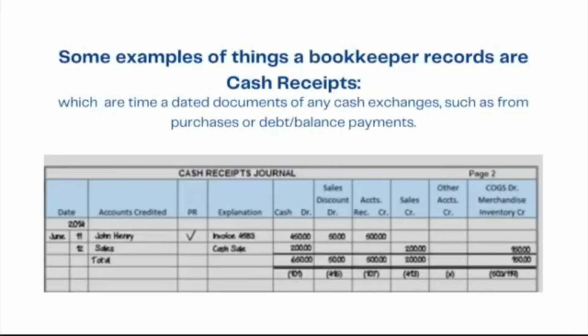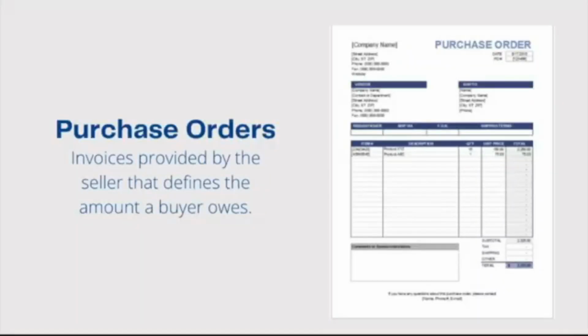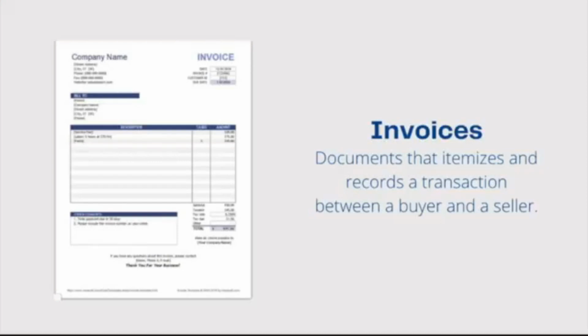Some examples of things a bookkeeper needs to keep track of are financial transactions, such as cash receipts, which is a recorded and, more importantly, time and dated document of any cash exchanges, whether it's a purchase done by a customer or somebody paying off their debt or balance with the company or business. There's also purchase orders, which are invoices provided by the seller that define the amount a buyer owes for the goods they purchased. And there's also, of course, the invoices, which are timestamped documents that itemize and record a transaction between a buyer and a seller. So examples of this are things like paper receipts, bills, debit notes, or even online records.